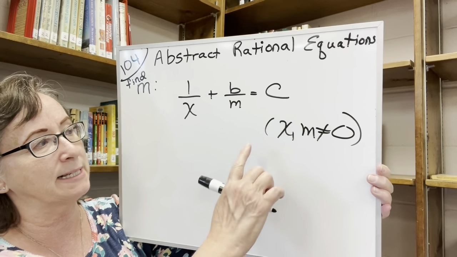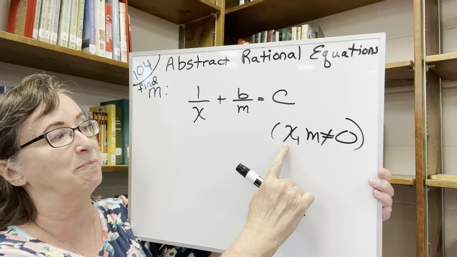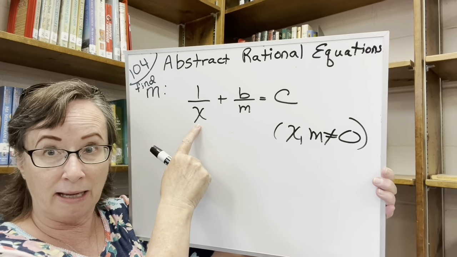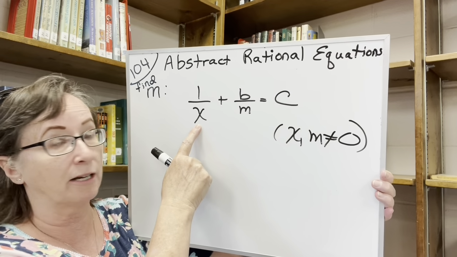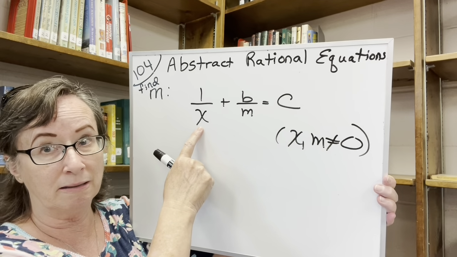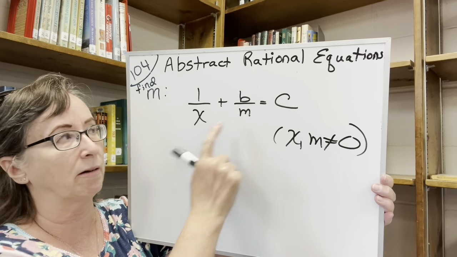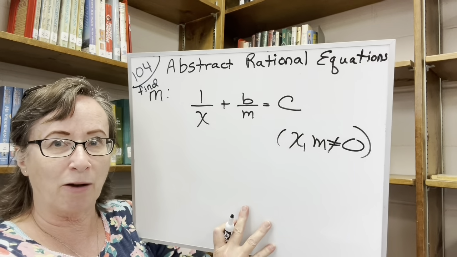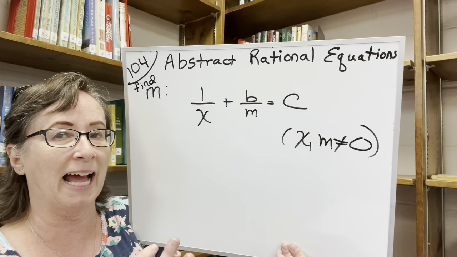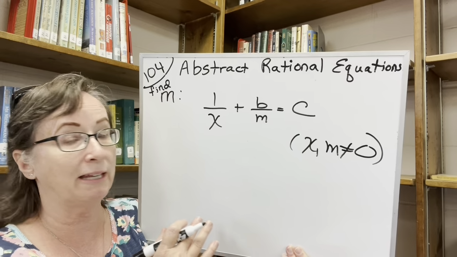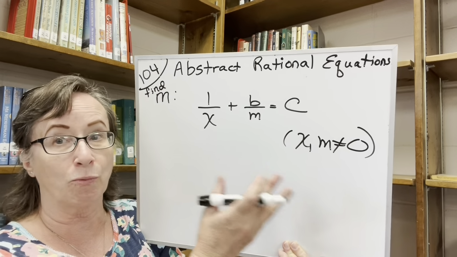So now notice that as part of the problem, they give me x and m cannot be 0. Well, you can see why. X is in the denominator, therefore x cannot be 0. M is in the denominator, therefore m cannot be 0. But once we recognize that, we're going to solve these exactly the way we did the last section with the rational equations, because they are rational equations.